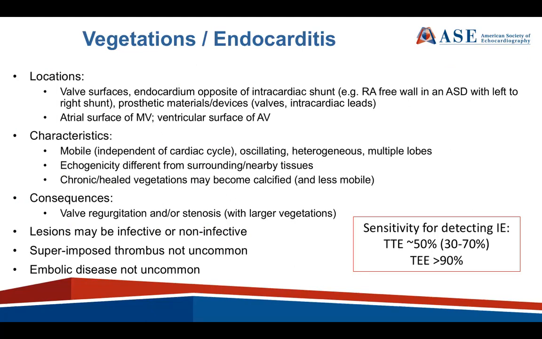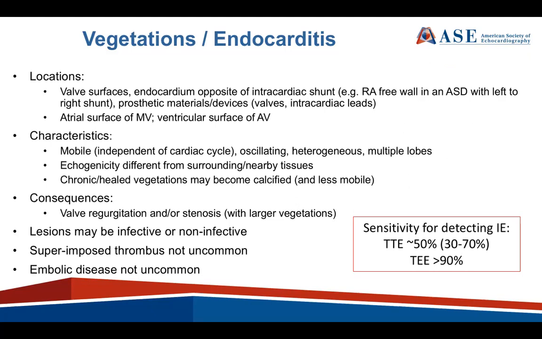When it comes to the valves, you tend to have vegetations that are mostly on the atrial surface of the mitral valve and the ventricular surface of the aortic valve, although this often can be in the opposite direction as well, or go between both surfaces, the atrial and ventricular side for mitral valves, and also for the aortic valve, the ventricular and the aortic side.